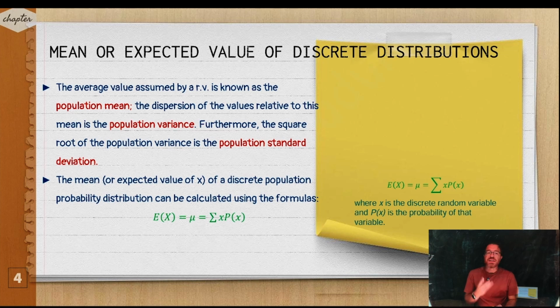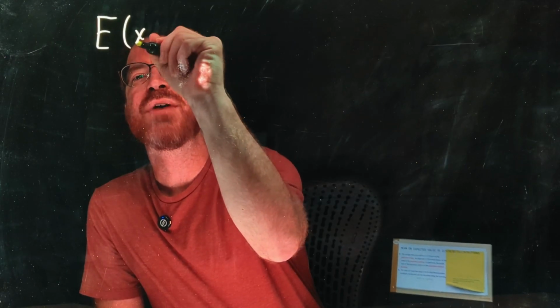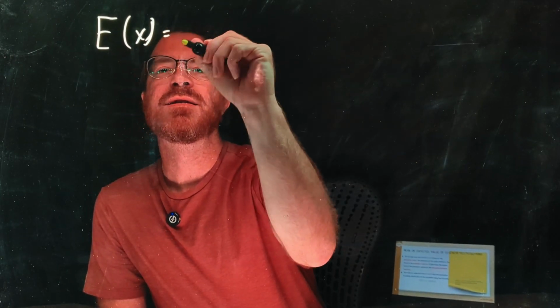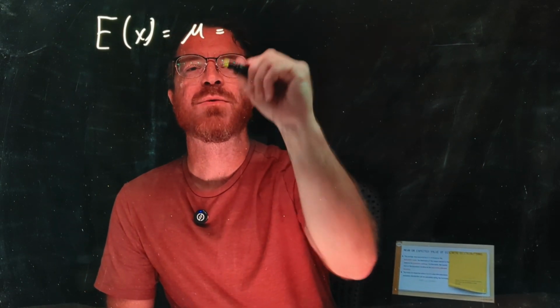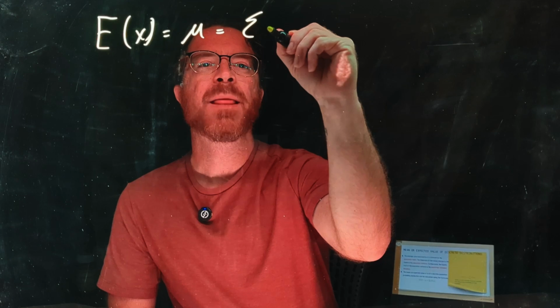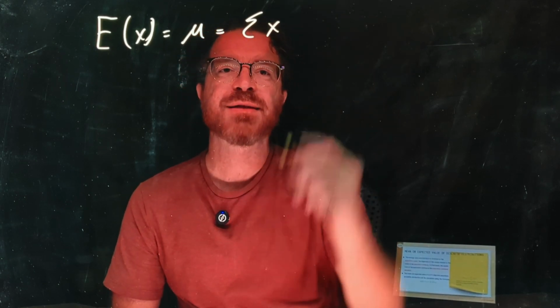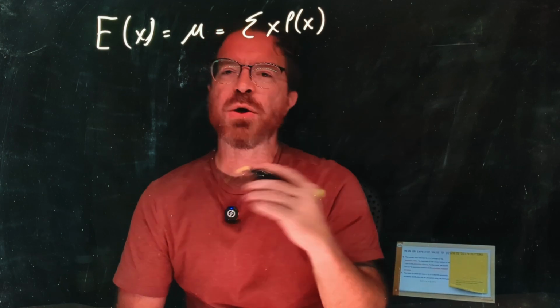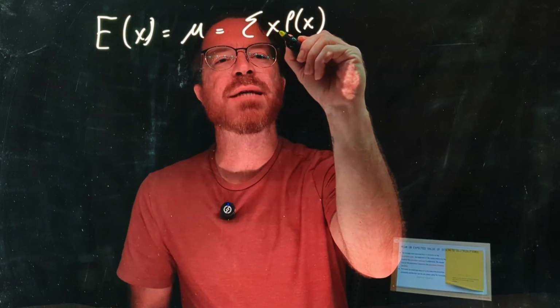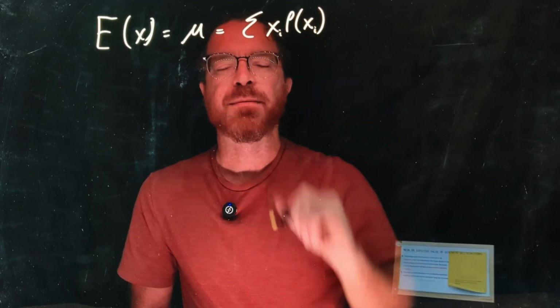So the mean or expected value of a discrete population probability distribution can be calculated using: the expected value of x is equal to mu, because it's the mean, it's the average, is going to be equal to the sum of every possible outcome, x, times its associated probability of x. So just to make this more clear, I'm going to write this as x sub i and p of x sub i.